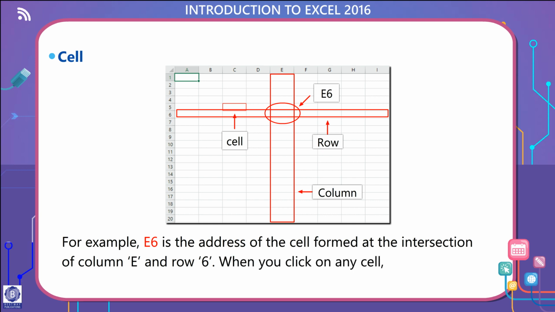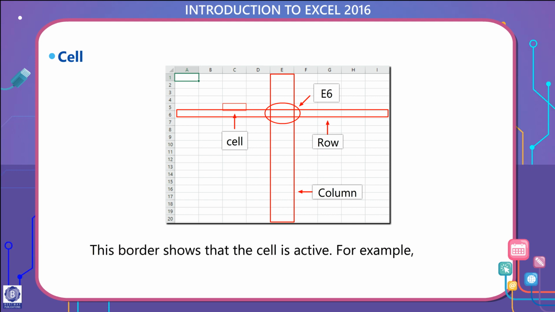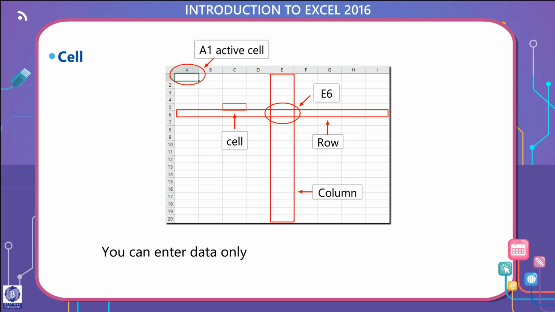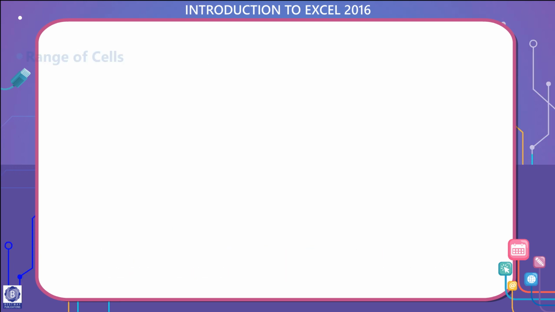When you click on any cell, a thick green border appears around it. This border shows that the cell is active. For example, the cell A1 is the active cell in the following worksheet. You can enter data only in an active cell in a worksheet. You can enter maximum 32,767 characters in a single cell.